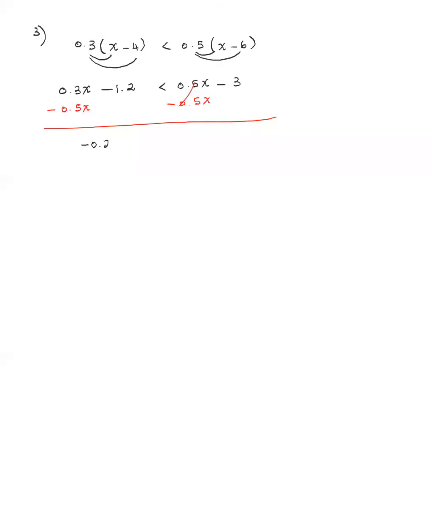So we get 0.2x is less than negative 3. And we're going to add 1.2 both sides. So we get negative 0.2x is less than 1.2. This 3 is going to be negative 1.8. So divide both sides by negative 0.2.